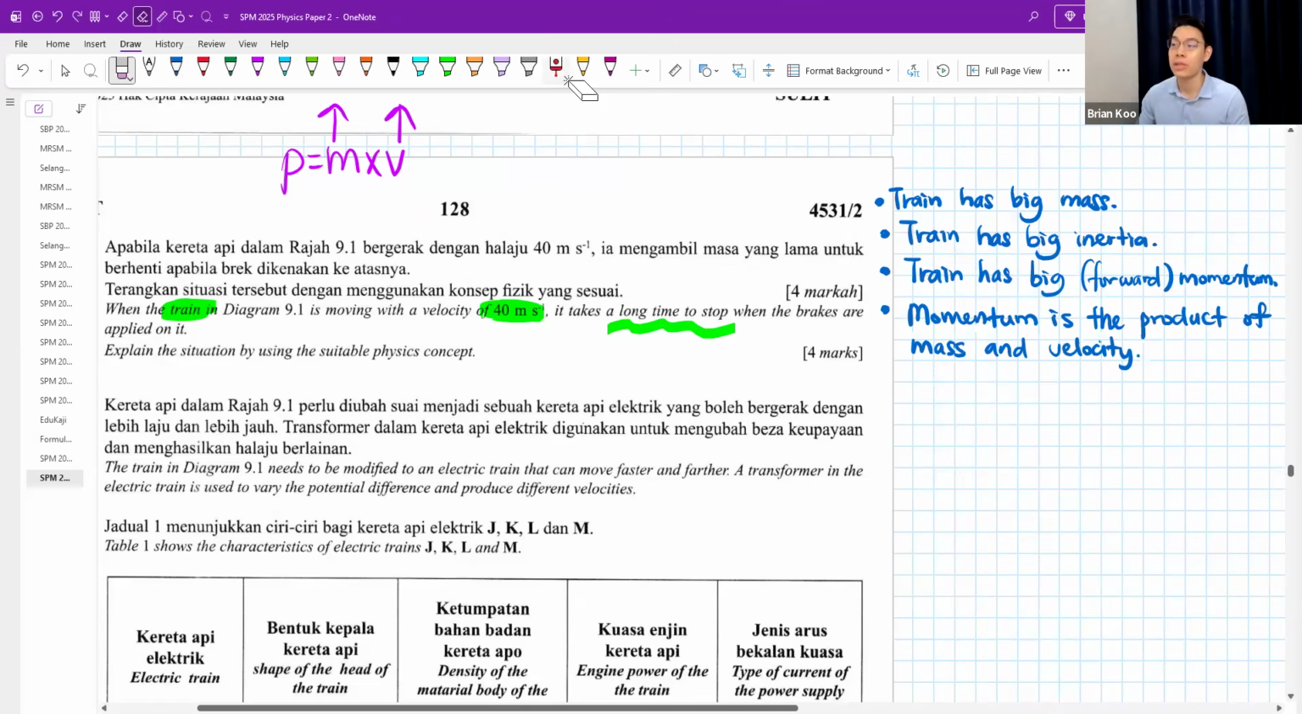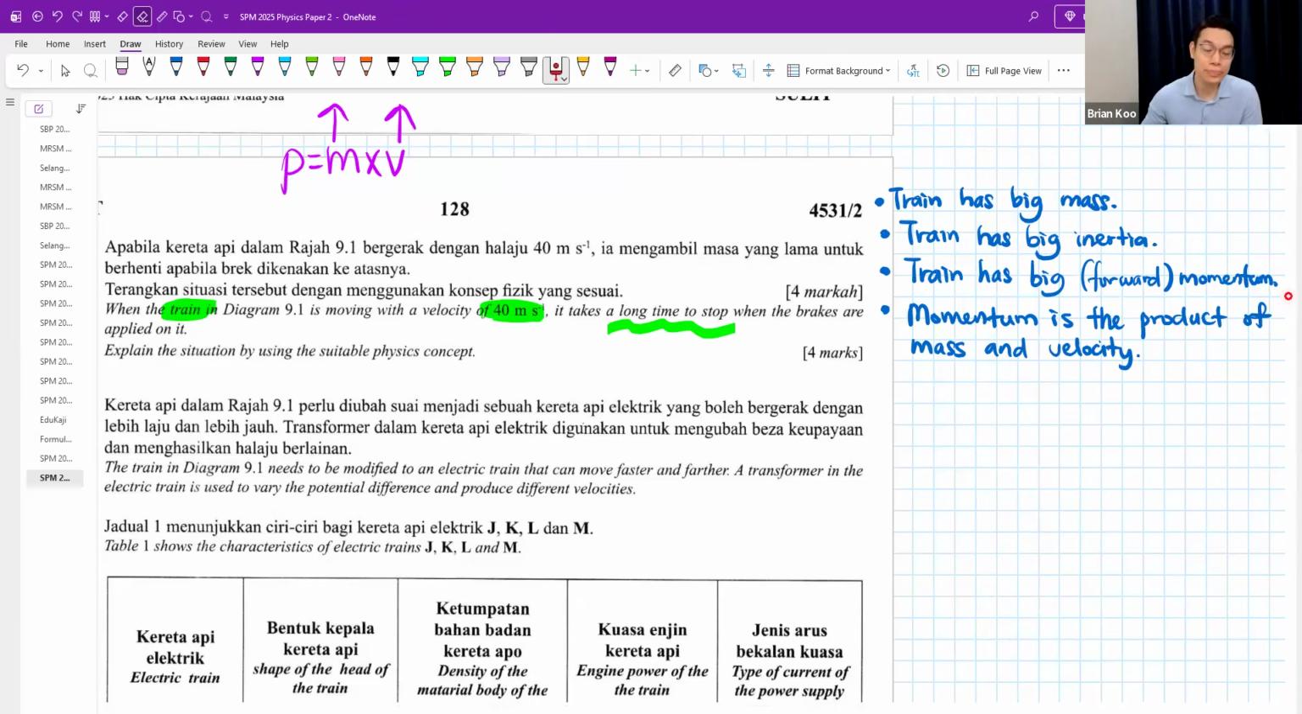Okay, teacher, what if I never write in English? I write like momentum equals to mass multiply velocity. Is it okay? It depends. Yeah, if the examiner is fine with it, then it's usually okay. Usually in SPM, it is okay.